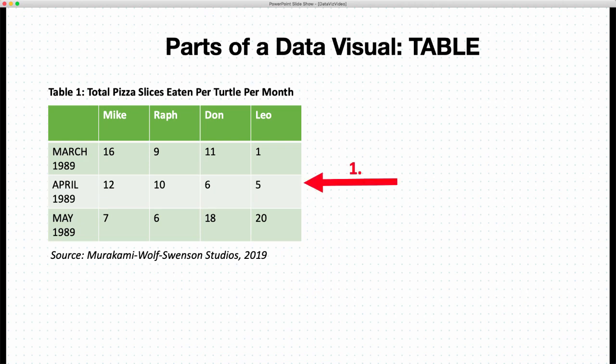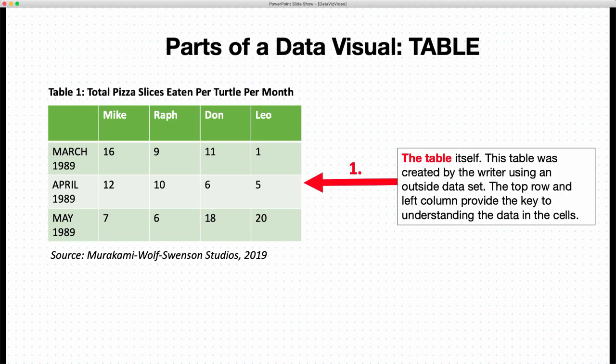Here's the first part. That is the table itself, the whole thing. This particular table was created by a writer using an outside data set. So they used some data. The top row and the left column are the key to understanding the data in the cell. So on the left column, you see dates, and on the top row, you see the names of turtles.